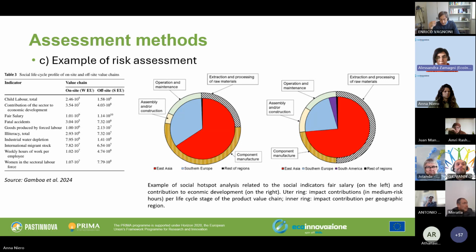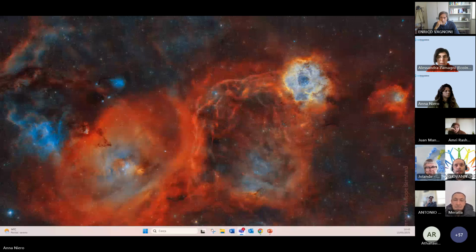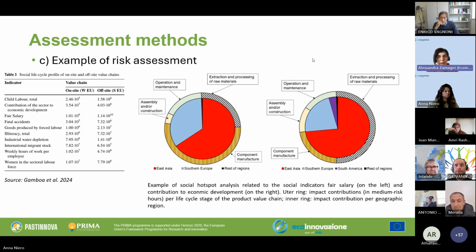For example, the first circle represents the social indicator fair salary. The second one represented the contribution to economic development. And here we can understand, with the risk assessment, how relevant that specific social impact is for the different life cycle stages. So we see that fair salary is very much a topic of concern for the extraction and processes of raw materials in both cases, while, for example, in which specific geographic location that is displayed over here.